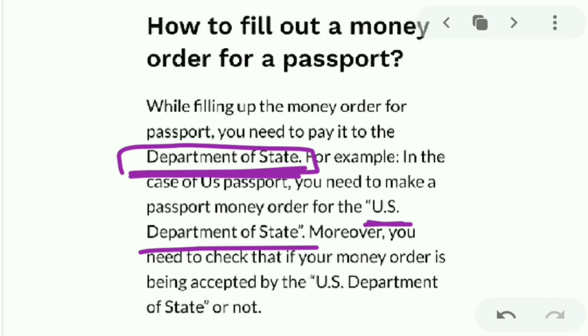Moreover, you need to check whether your money order is being accepted by the US Department of State or not.